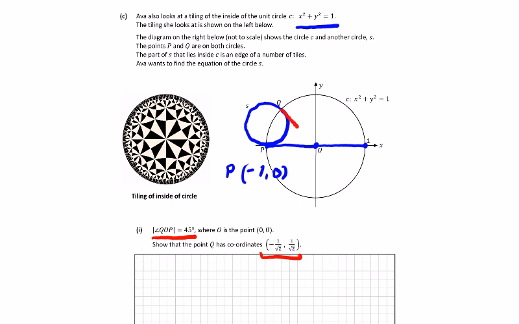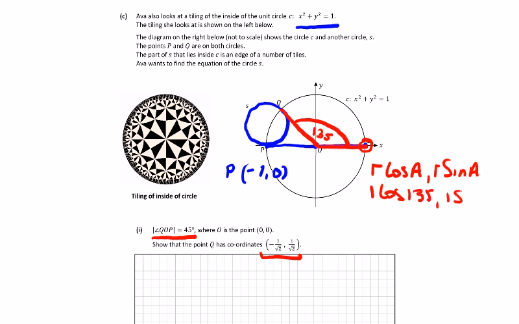Okay, QOP is 45, so this one here has to be 135. So any point on the unit circle is r cos A, the angle starting at this point till we get to the diagonal, and r sin A. Or in this case r is 1, so we have 1 times the cos of 135 and 1 times the sine of 135, and that's going to give minus 1 over root 2, plus 1 over root 2. Not too bad if you know your unit circle and your trig here.